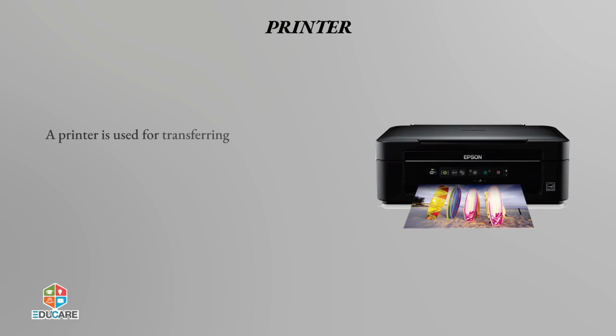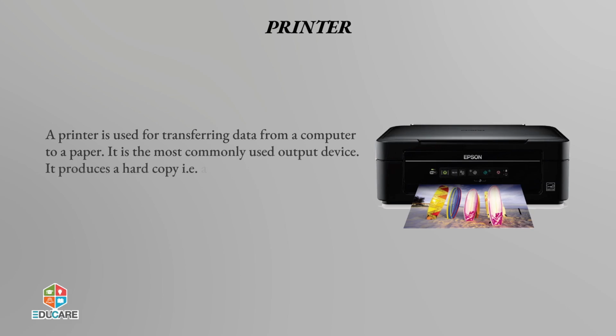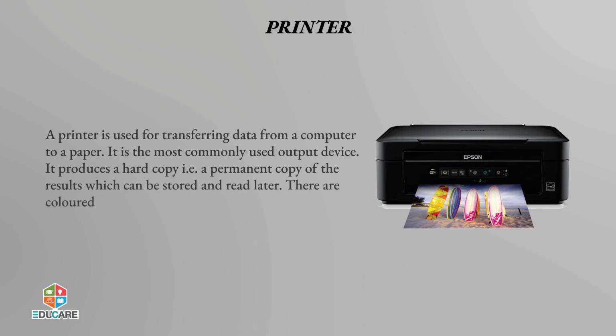Printer. A printer is used for transferring data from a computer to a paper. It is the most commonly used output device. It produces a hard copy, that is, a permanent copy of the results which can be stored and read later. There are colored printers as well as black and white printers. Printers are classified as impact printer.